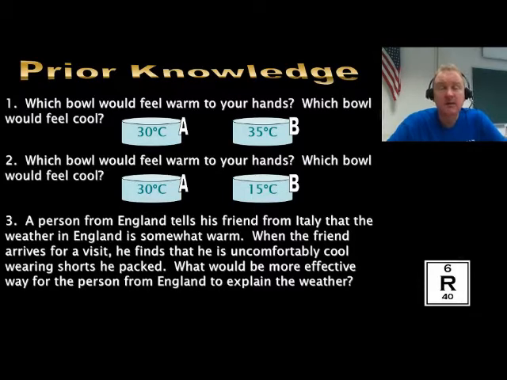Being hot or cold is a relative term. So let's go back to number 1. 30 degrees Celsius was A, and in that one, we would have said 30 degrees Celsius would feel cool to your hands. But in the second example, 30 degrees Celsius was the one that was warm to your hands. So sometimes 30 degrees Celsius would be considered warm, sometimes it's cool. The point of the matter is it's all relative.